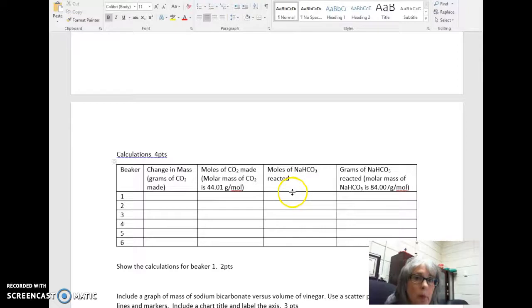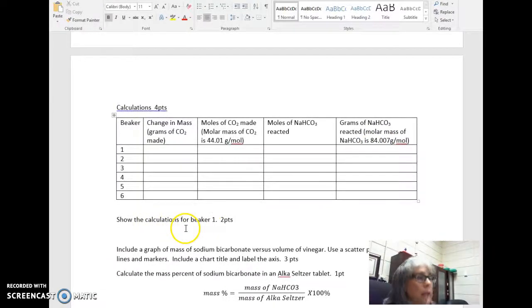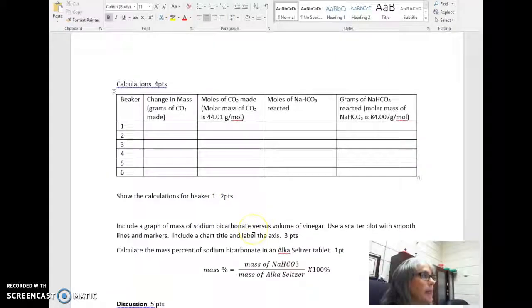The third column, you'll use the molar ratios from your balanced chemical equation to figure out how many moles of sodium bicarb are reacted in order to make so many moles of carbon dioxide. Once you have the moles of the bicarb, you can use the molar mass here to calculate the grams of bicarb reacted. You need to show the calculations for just one of your trials. So pick beaker 1 and show all your calculations.